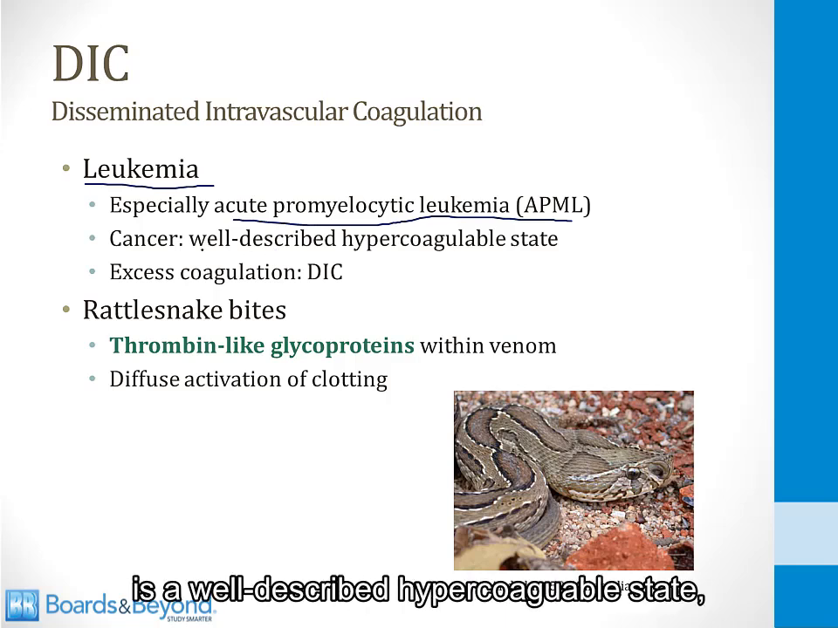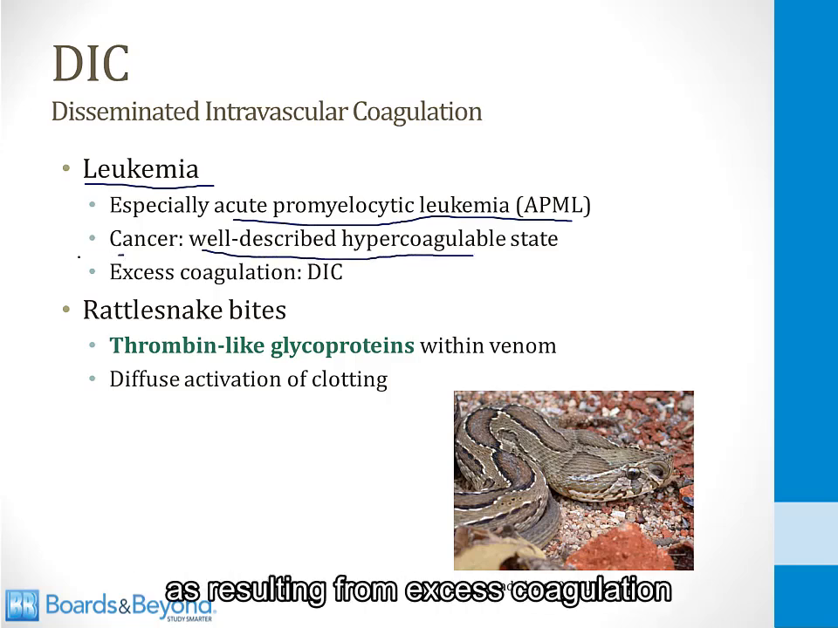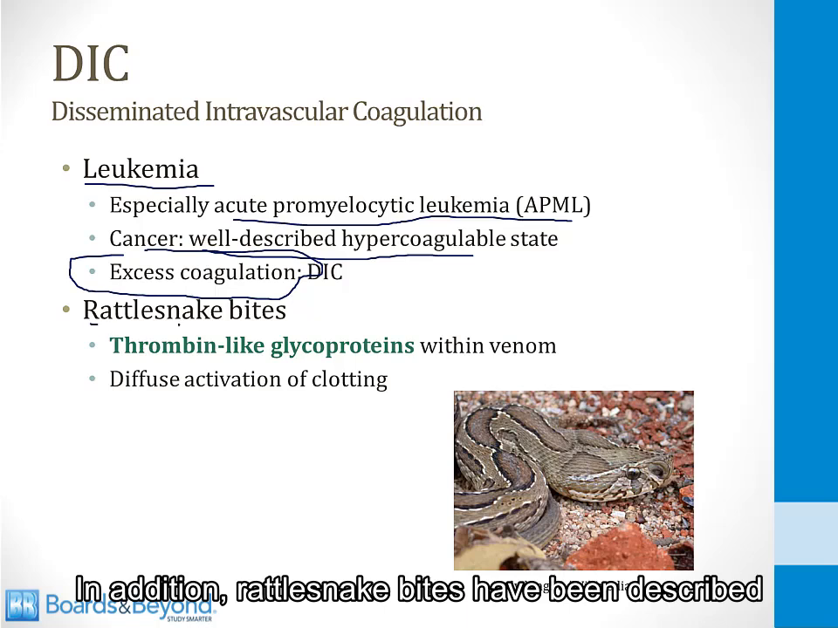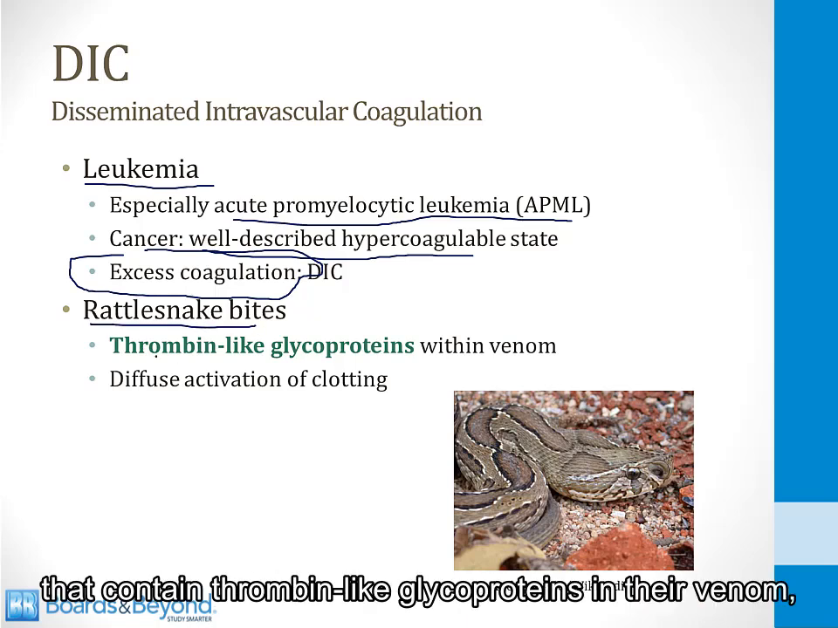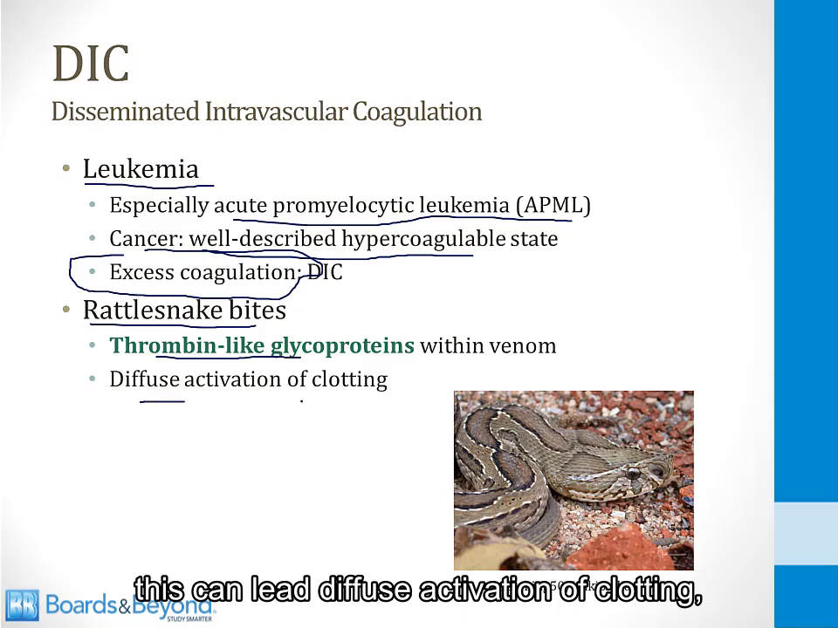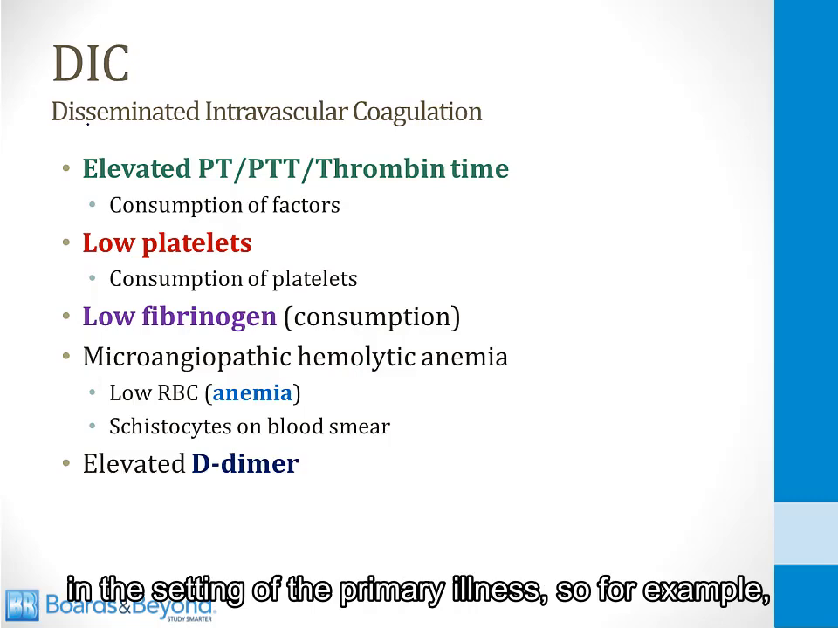And you know that cancer is a well-described hypercoagulable state, so you can just think of DIC as resulting from excess coagulation that goes along with cancer. In addition, rattlesnake bites have been described as causing DIC. There are some snakes that contain thrombin-like glycoproteins in their venom, so if they bite you, this can lead to diffuse activation of clotting, and DIC can develop. DIC presents as bleeding in the setting of the primary illness.